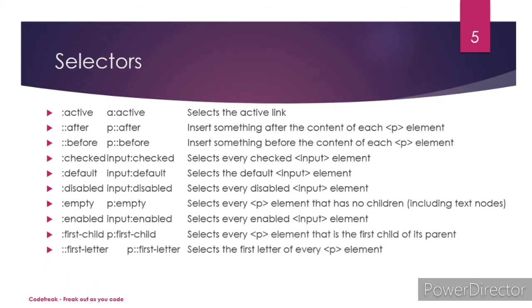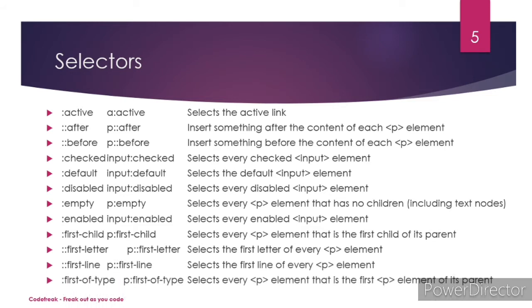So first child, first letter, first line, and first of type. These are some of the important things. Of all these, we actually use first of type quite often. So let's read out each of them and try to understand. p colon first-child selects every p element that is the first child of its parent. If you have a p element inside a div tag and it is the first thing in the div element, you can select that here.